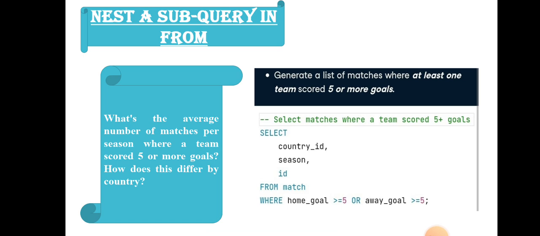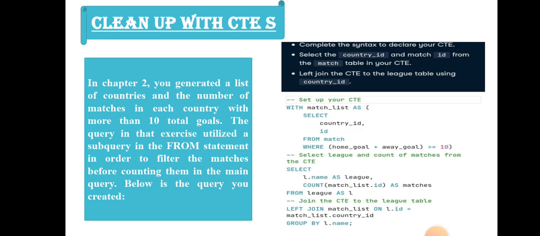Next, nest a subquery in FROM. For example, generate a list of matches where at least one team scored 5 or more goals. Select country ID, season from match where home goal is greater than or equal to 5 or away goal is greater than or equal to 5. Clean up with CTEs.